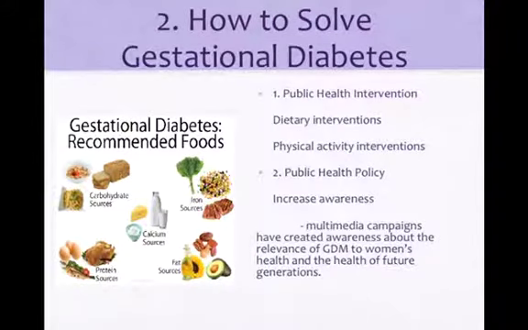Next, I'd like to talk about how to solve gestational diabetes. There is no real cure for gestational diabetes, but there are ways to prevent it. Today I'm going to talk about public health interventions and public health policy. Public health interventions include dietary interventions and physical activity interventions. As you can see on the left, carbs, iron, calcium, protein, and fats are recommended foods when you have gestational diabetes or are trying to prevent it.